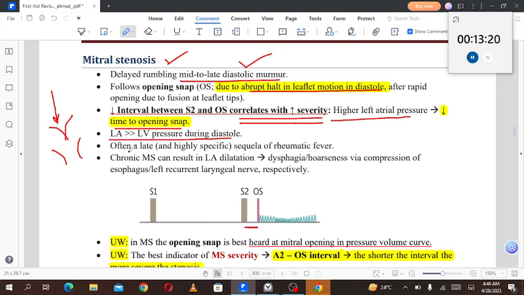Mitral stenosis is often a late and highly specific sequela of rheumatic fever. Yes, chronic rheumatic fever can cause mitral stenosis, while acute rheumatic fever will cause mitral regurgitation. Remember that. Chronic mitral stenosis can result in left atrial dilation.